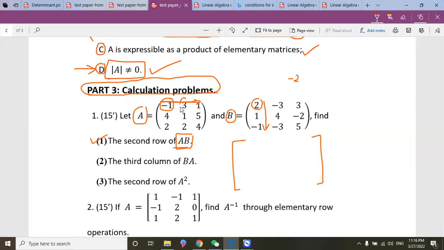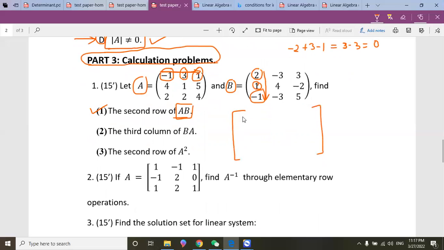Then here we have 3 and here we have 1. So 3 multiply 1, that will be +3. And then 1 multiply -1, it will be -1. So if we add them, then we can get 3 minus 3, or that is 0, right? Okay, so the first entry here will be 0.